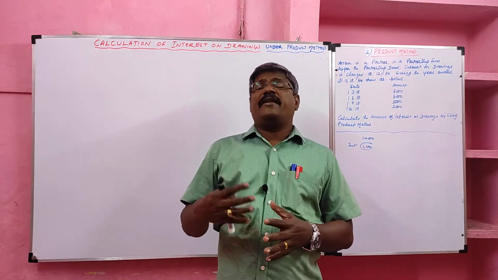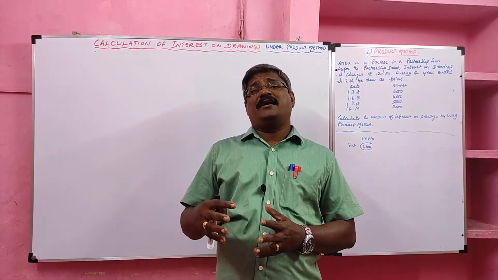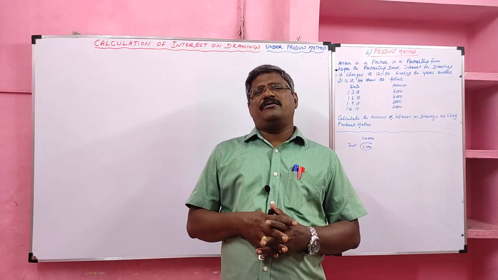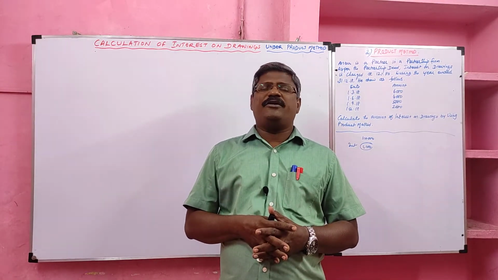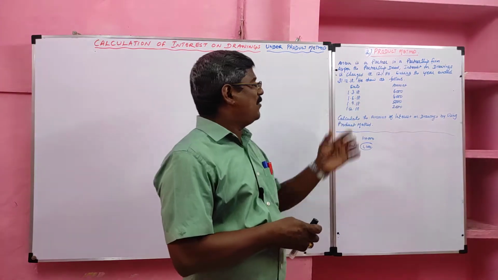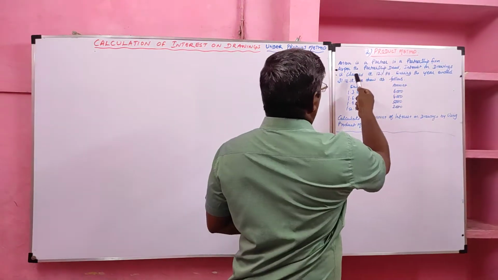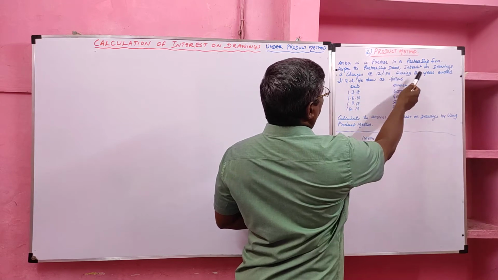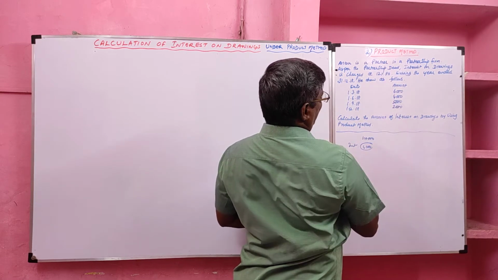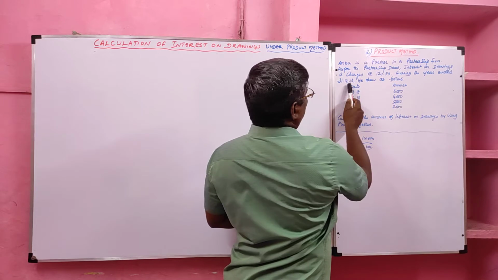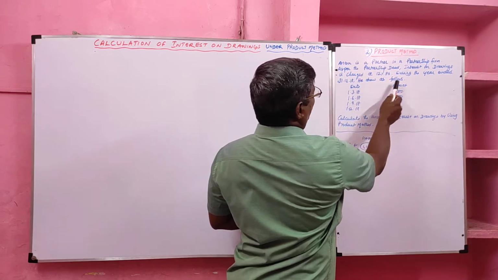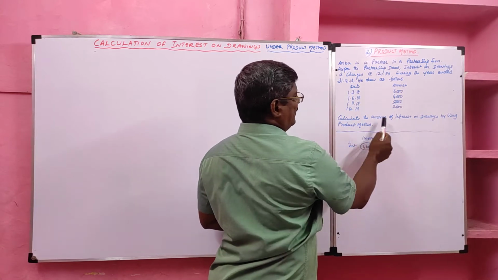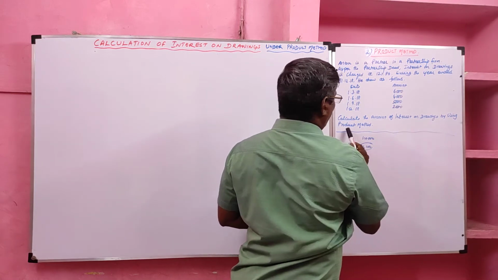If drawings are irregular, we can adopt either the direct method or the product method, that we have to choose according to the question. Now we are going to learn the product method. Look at the problem. Anbu is a partner in a partnership firm. As per the partnership deed, interest on drawings is charged at 12% per annum. During the year ended 31st December 2018, he drew as follows. Date of drawings and amount of drawings are given. Calculate the amount of interest on drawings by using the product method.